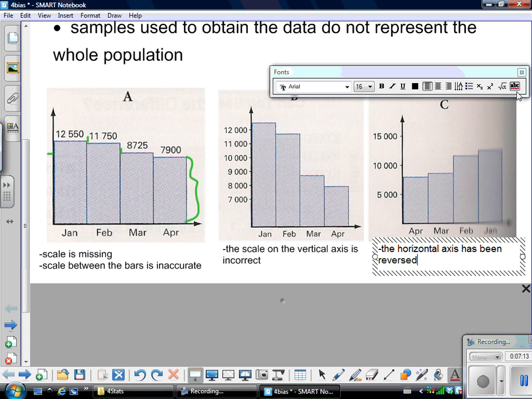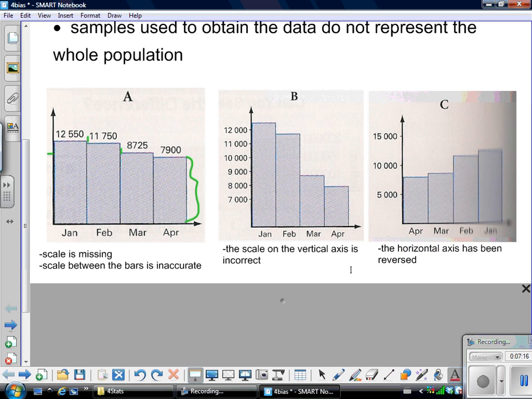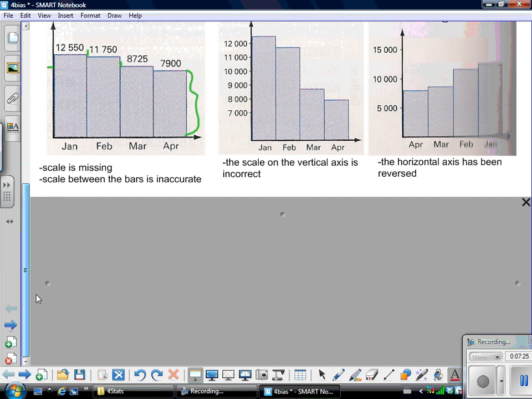Now, did they do this on purpose? You bet they did this on purpose, okay? So it's not like they made a mistake. It was purposely done so that when the viewer first looks at it, they see one thing rather than another.